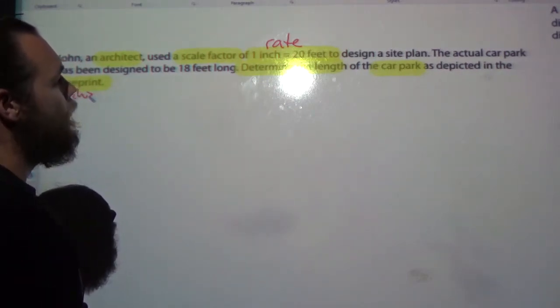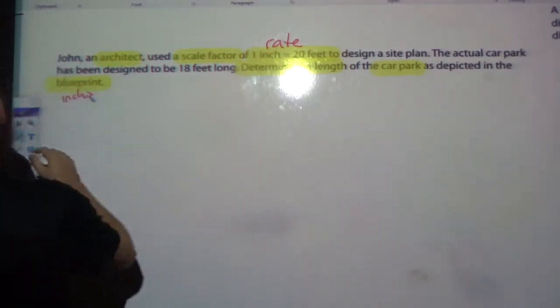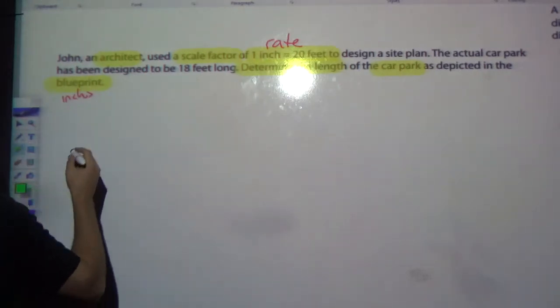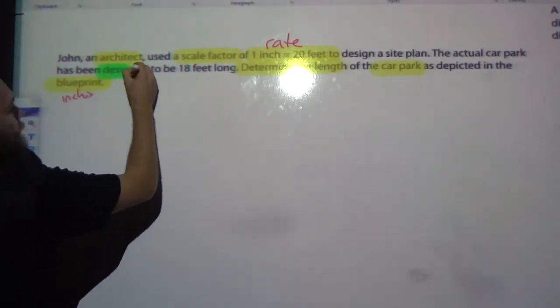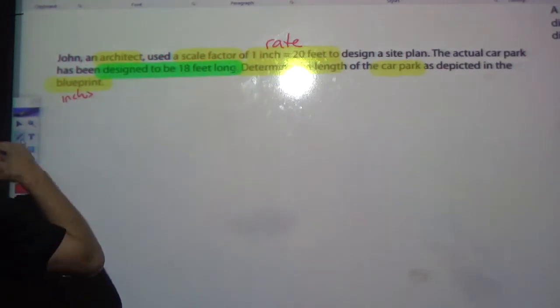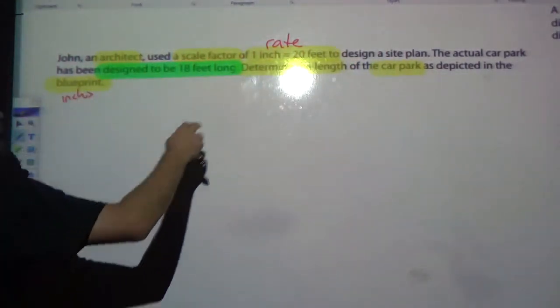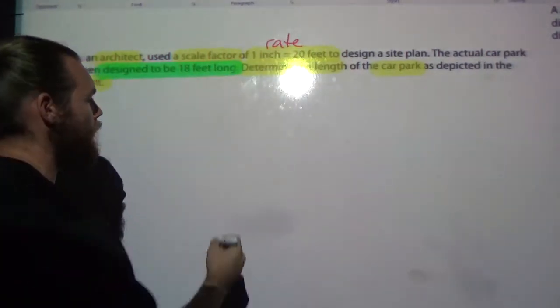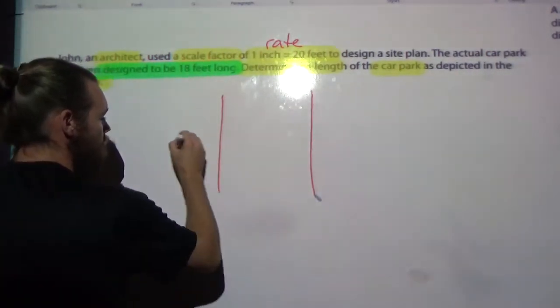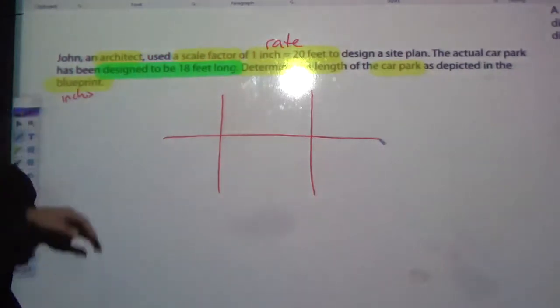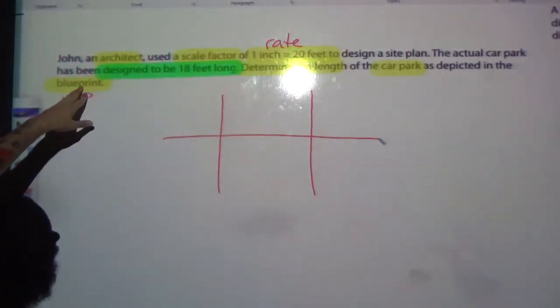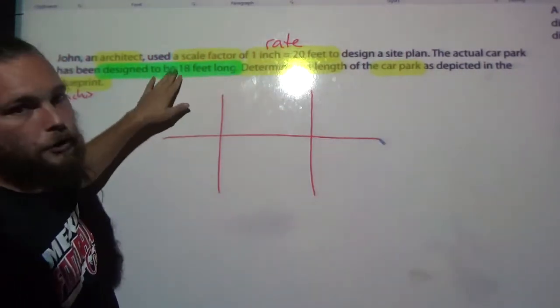Alright? So they gave us a rate, and they gave us part of that rate. He designed it to be 18 feet long, and they want to know the car part in the blueprint. The rate should be pretty much a giveaway to start using your H table. But again, they're looking for the part of the blueprint, and they gave you the actual length.